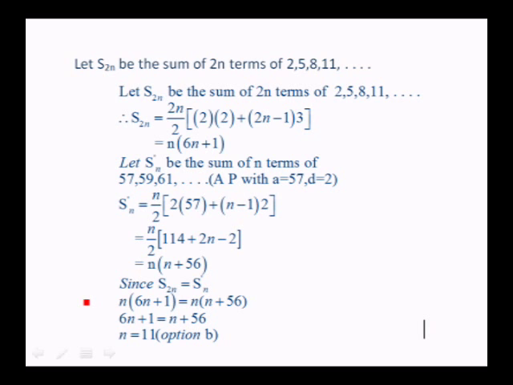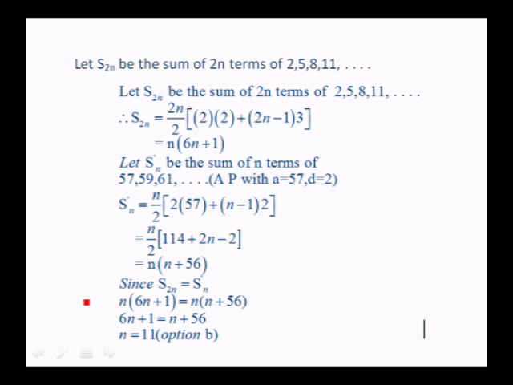Here, say S2n. In the Sn formula put n is equal to 2n, S2n is 2n by 2 into 2a, that is 2 into 2 plus 2n minus 1 into 3, that is equal to n into 6n plus 1. Let Sn dash be the sum of n terms of 57, 59, 61, etc. So this is in AP with a is equal to 57 and d equals 2. Therefore, Sn dash is n by 2 into 2 into 57 plus n minus 1 into 2. That is n by 2 into 114 plus 2n minus 2, or n into n plus 56.